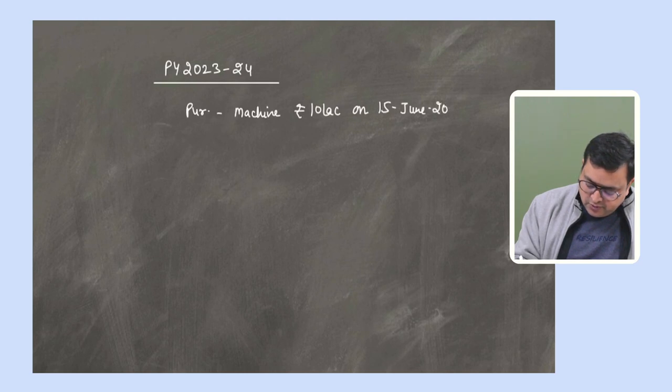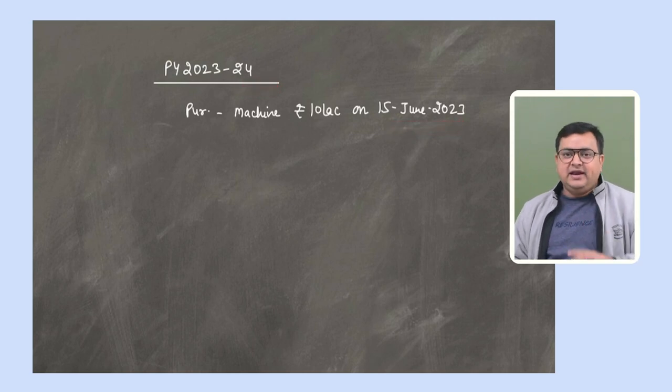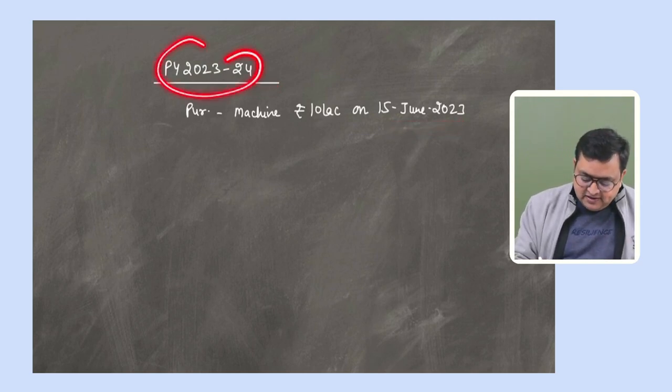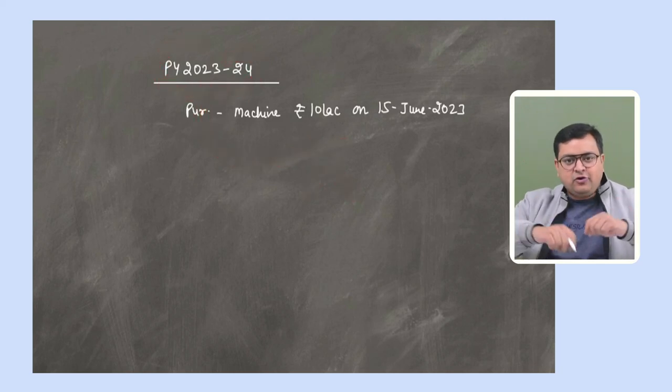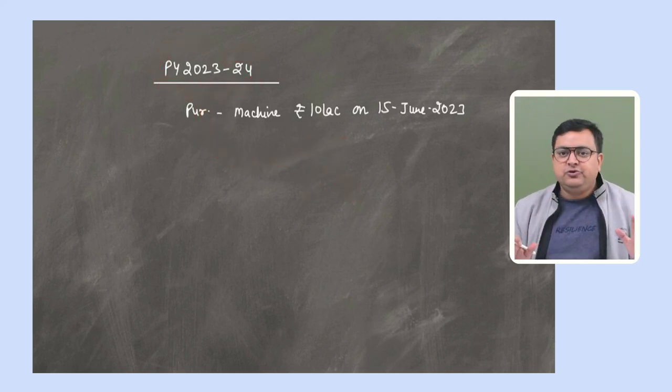23-24, right? It starts from 1st April 23 till 31st March 24. So let's say assessee has purchased a machine, let's say of rupees 10 lakh on 15th of June 2023, that is this year, they have purchased a machine of rupees 10 lakh. But in this year, they have never put to use. It is not even opened. They have not opened the package also, and it is not put to use.